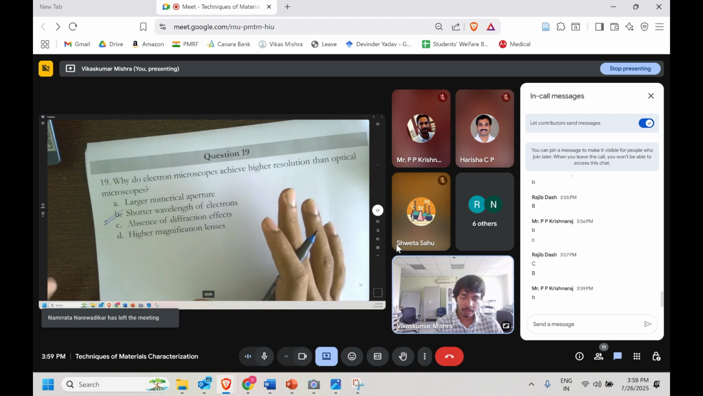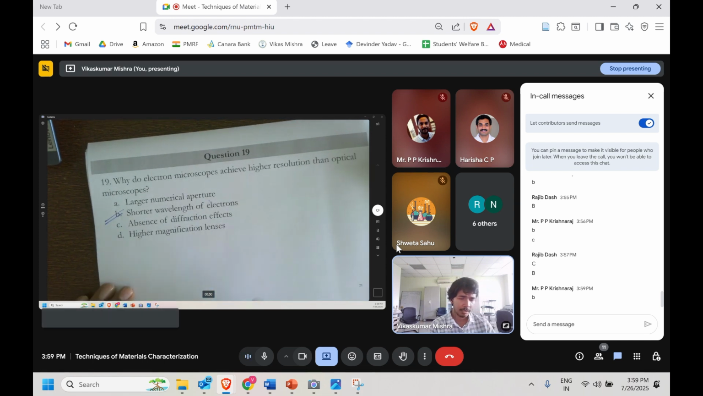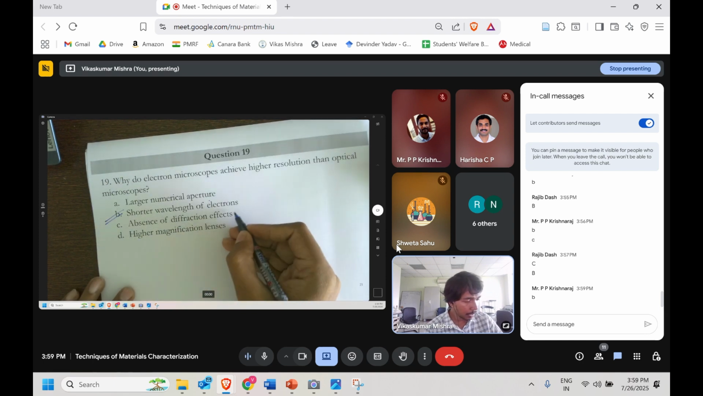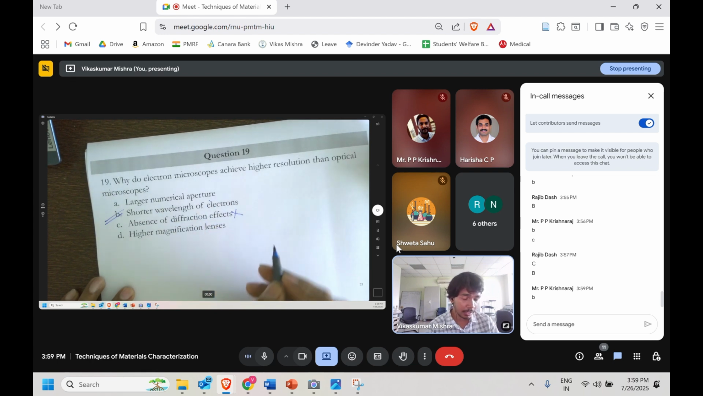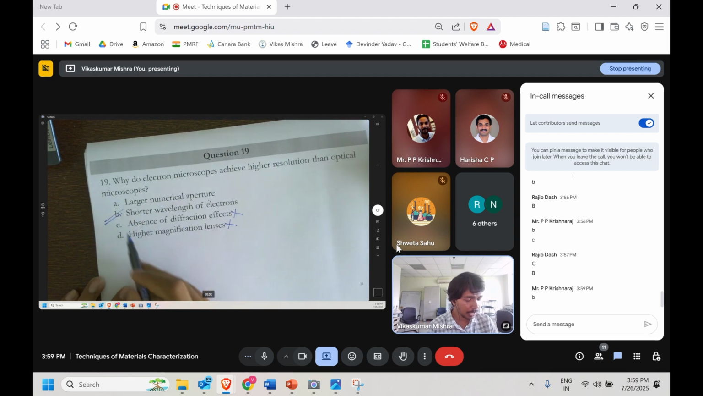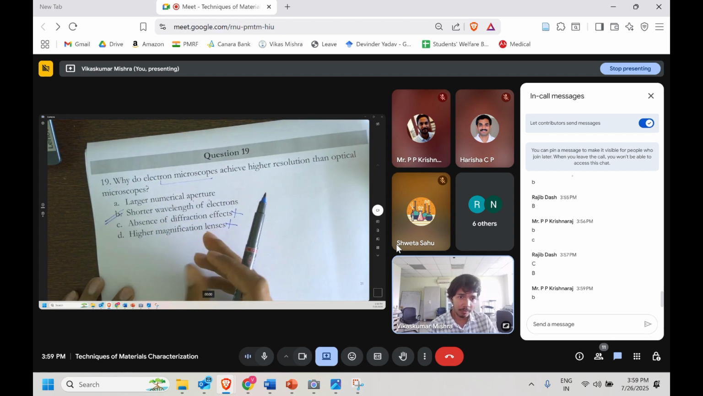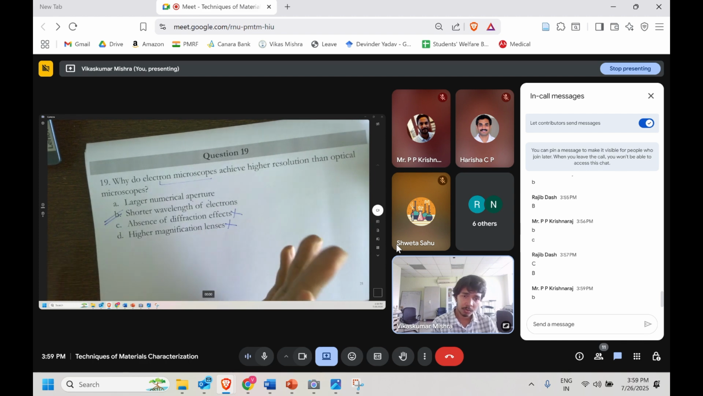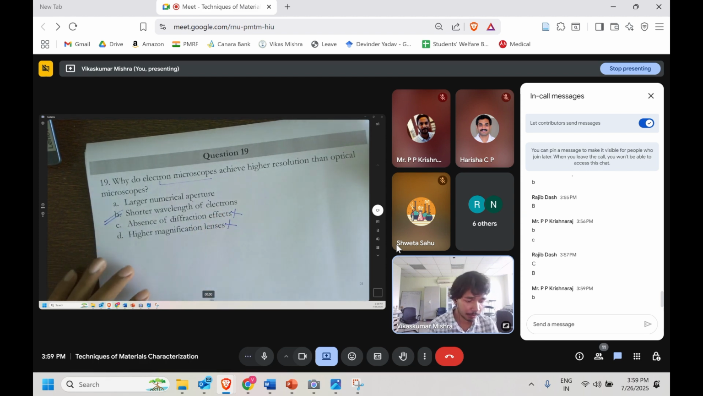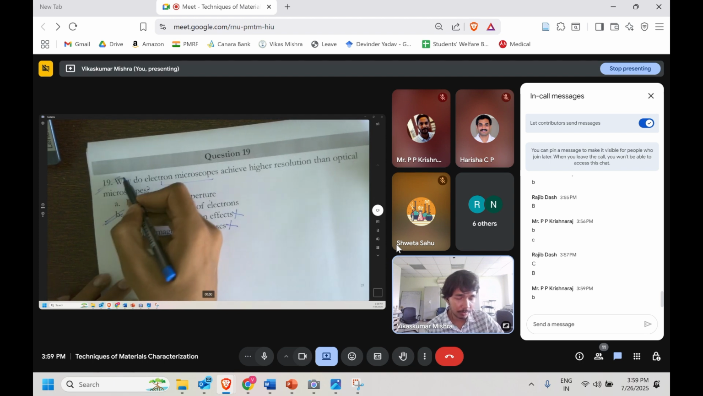That is 0.61 lambda by NA. So decrease the wavelength and we'll get better resolution. Absence of the diffraction effect, no. Higher magnification lens, no. Magnification has nothing to do with the resolution. Larger numerical aperture, no. For electron microscopy, no matter what you change, the numerical aperture will be more or less constant. It's not going to affect much. So option B is the right answer.